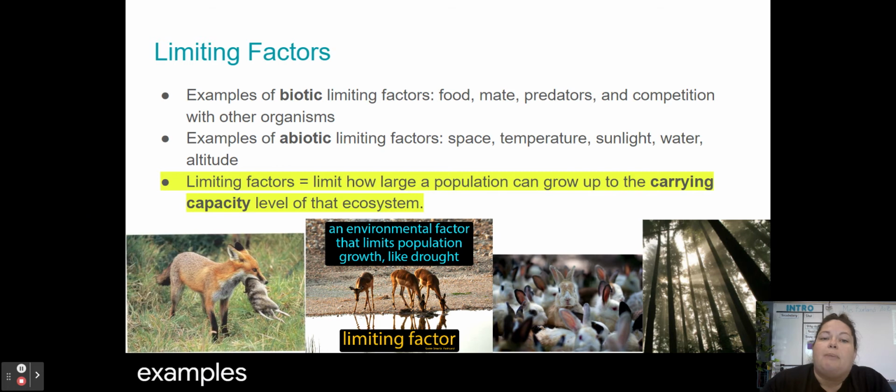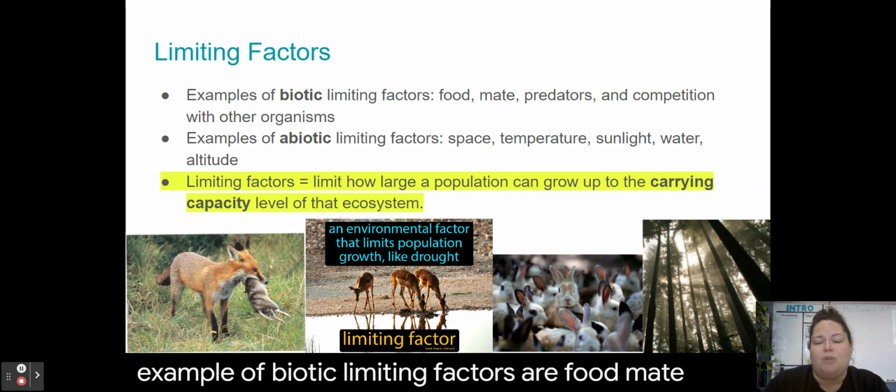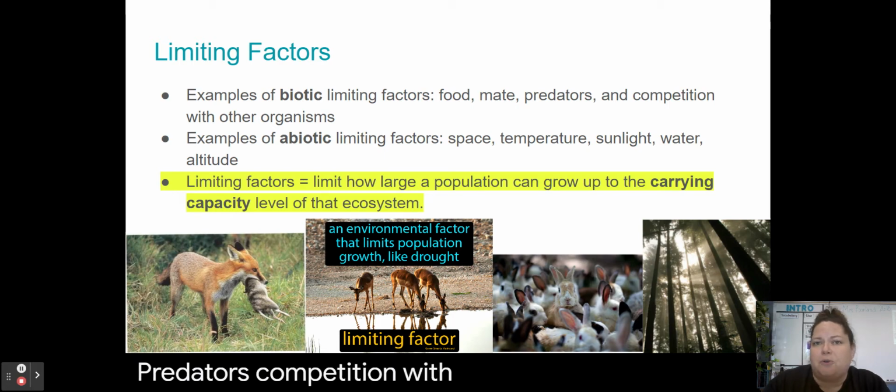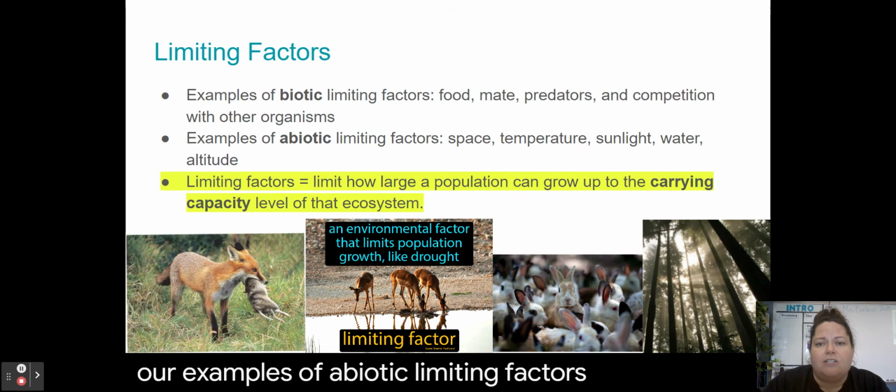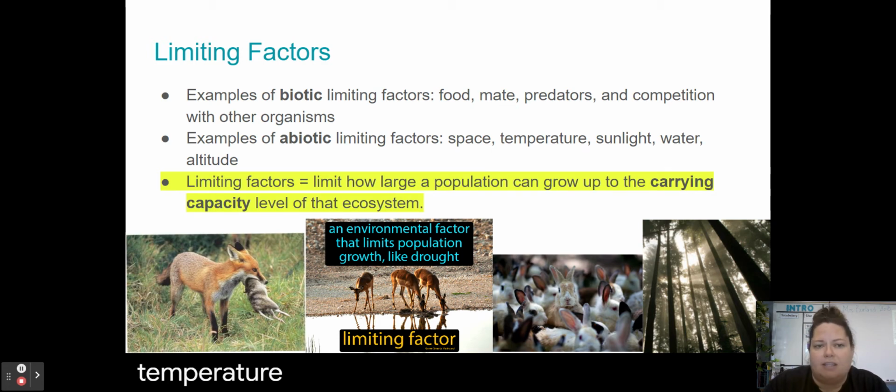So, some examples of biotic limiting factors are food, mates, predators, competition with other organisms. Some of our examples of abiotic limiting factors are space, temperature, sunlight, water, altitude.